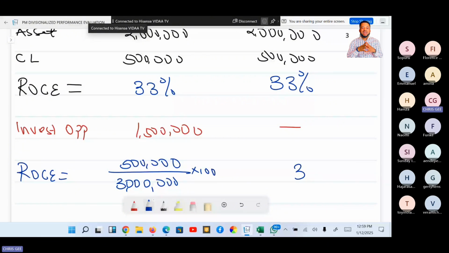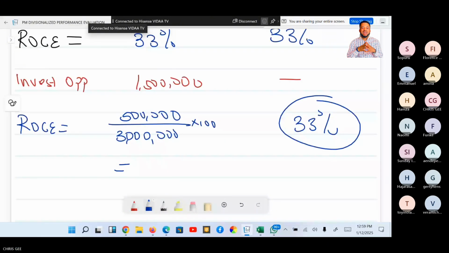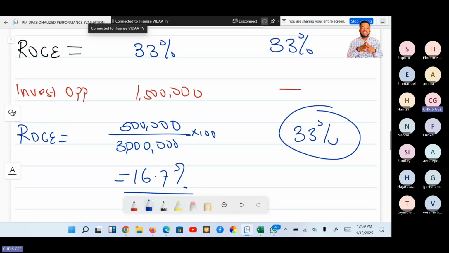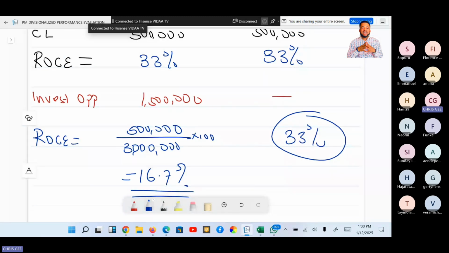So how much is the ROCE? 16.7%. So what has happened? If you see these two report cards, who do you think is doing well? 33% is doing well. Who will get the bonus? 33%, because their target, let's say, is 20%. This one will get the bonus. Will this one get the bonus? No. But in real sense, who is actually doing something in the interest of the company?